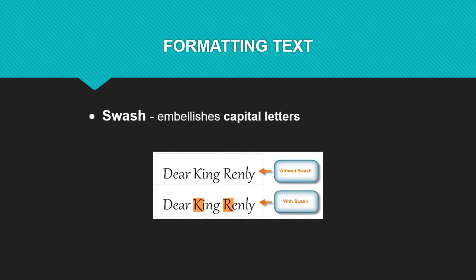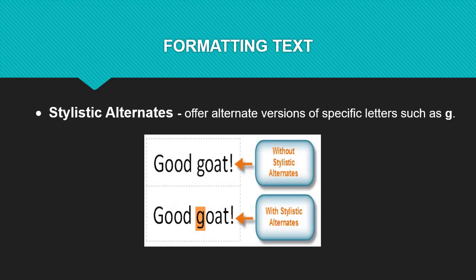Swash embellishes capital letters, only the capital letters, like for example D, K, and R. Here, and R. And then the stylistic alternates. It offers alternate versions of specific letters such as letter G. Here, you can see the changes.